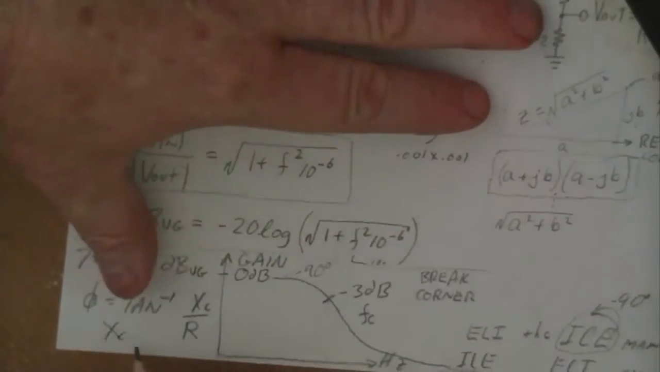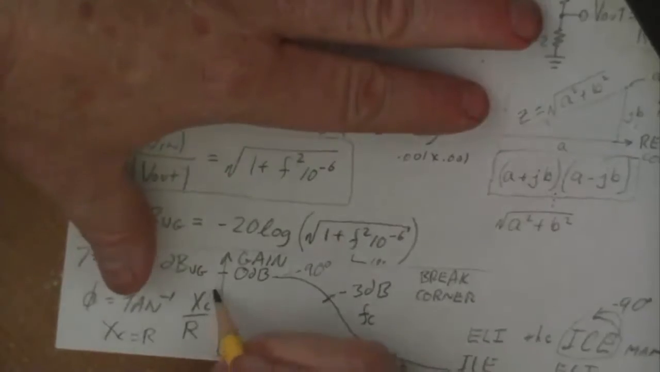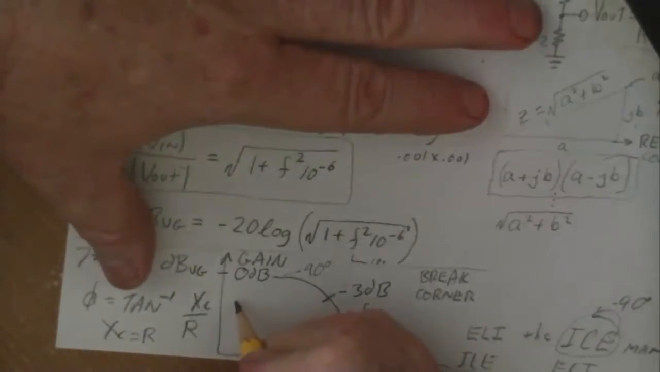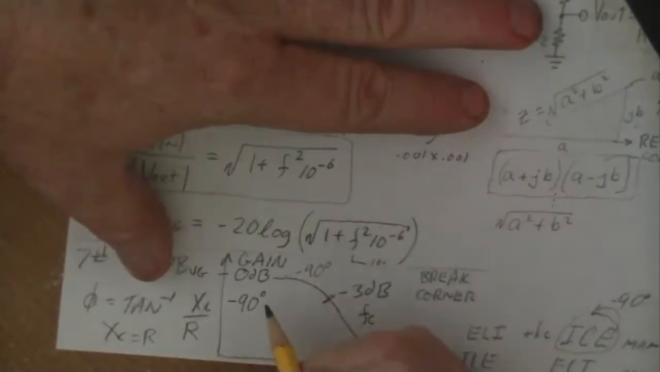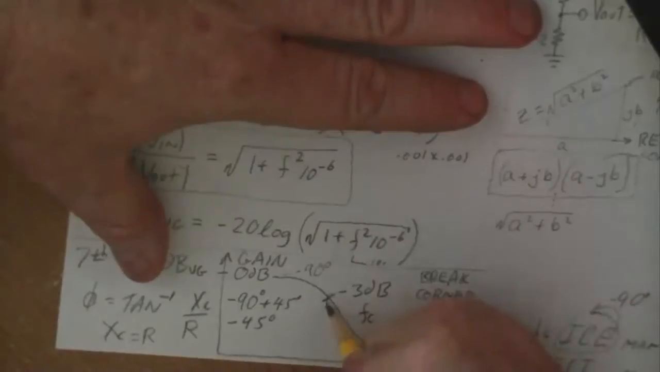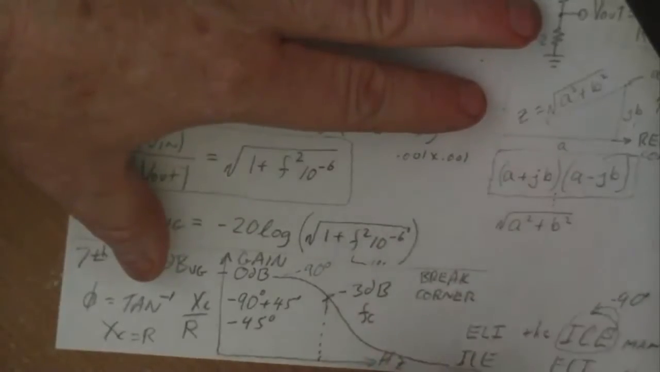If you let the capacitive reactance equal R, if Xc equals R, then this becomes 1, and the angle becomes 45 degrees. Then it's just a simple matter of subtracting 90 degrees and adding 45 degrees to get minus 45 degrees. That's the phase angle at minus 3 dB.